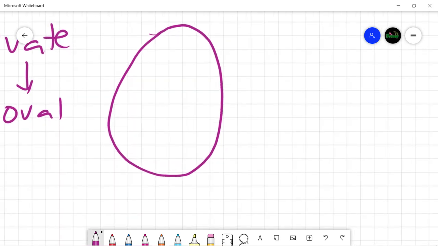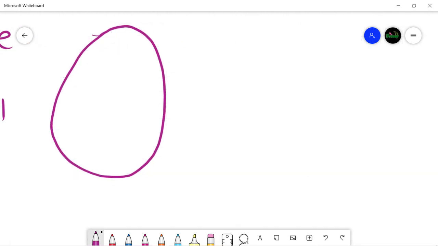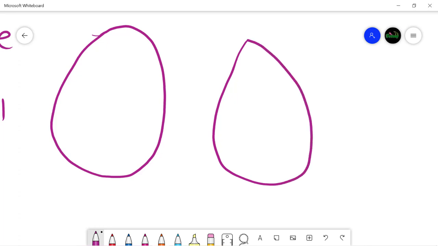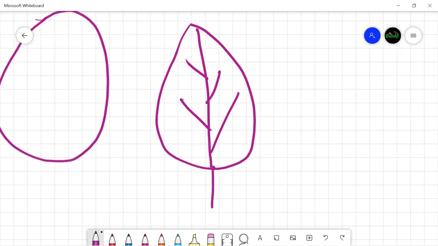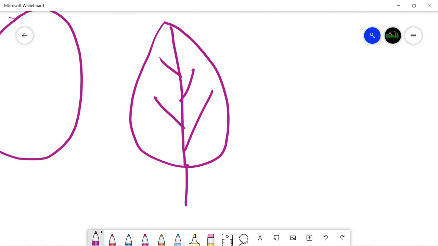Now let's convert it into a leaf. So this is an ovate leaf, a typical ovate leaf, somewhat like this. So it has a stalk, petiole, and a midrib. So this is an ovate leaf, oval leaf, egg-like shape.